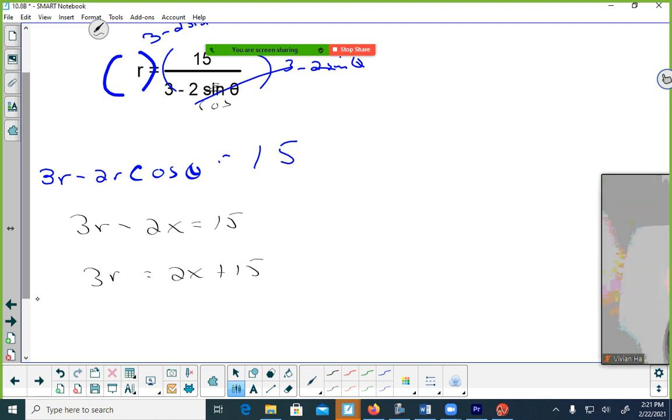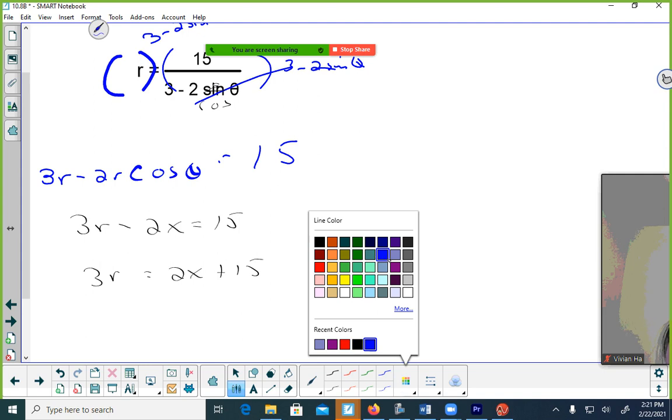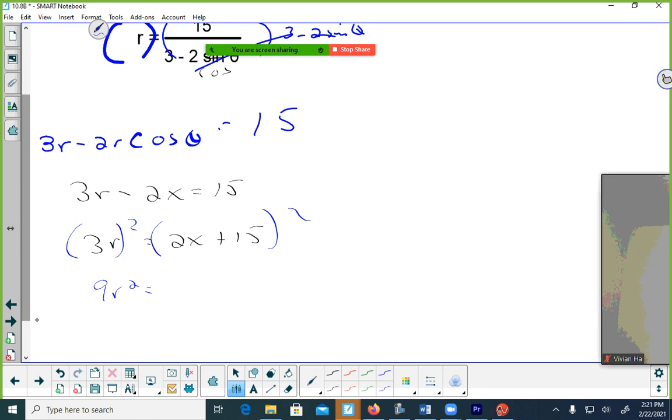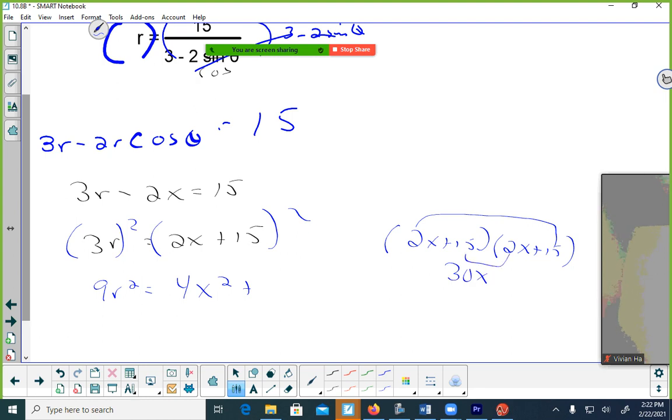Now, you can square it with the 3 there, or you can divide both sides by 3. It doesn't matter. I'm going to square it the way it is. Are you okay with that? Okay, so I'm squaring it the way it is. So this will be 9r squared. What's this side going to be? Alexa? 225. So I get 225.